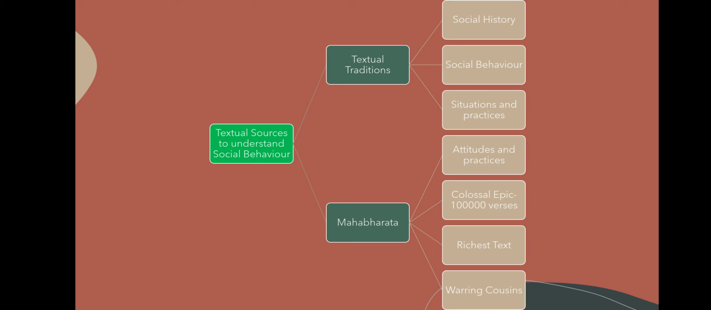When we say epic, it's a very long poetry in verses. And you can see here, it includes 100,000 verses. It is considered as the richest text in which we get a lot of information. And it is all about warring cousins. The cousin brothers fought with each other. That has been shown in Mahabharata, as you are already aware.